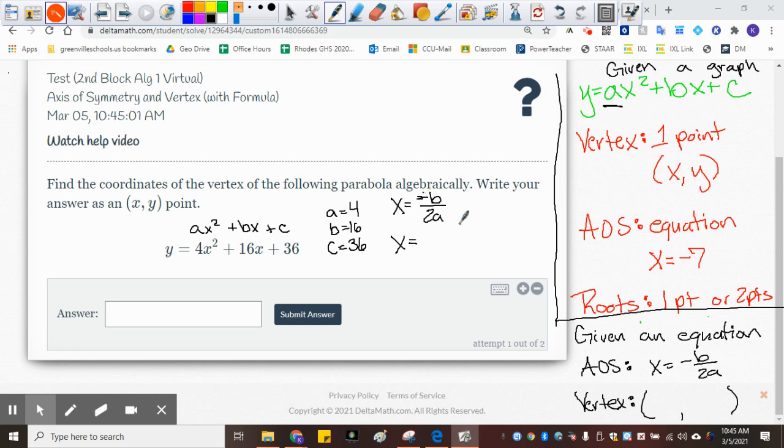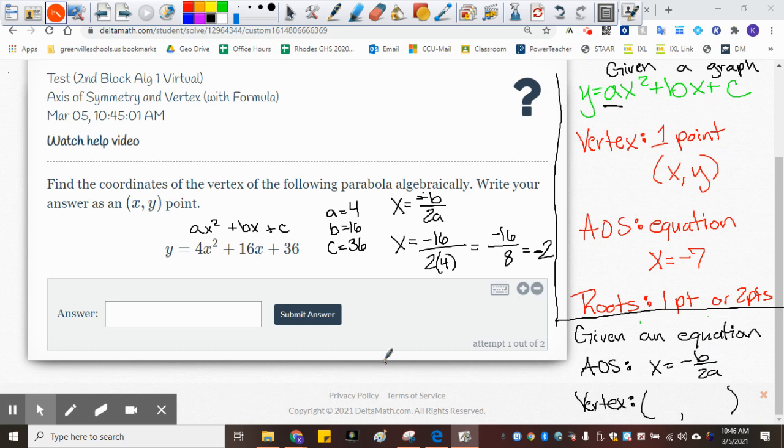So negative b over 2a, negative 16 over 2a, where a is 4. 2 times 4 is 8. So 16 divided by 8 is 2. But a negative and a positive will be a negative 2. So your axis of symmetry is negative 2.